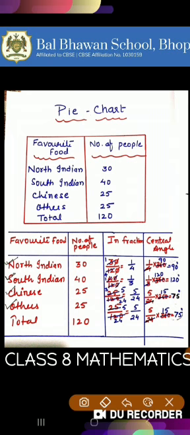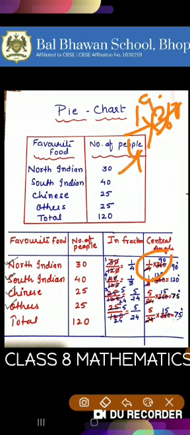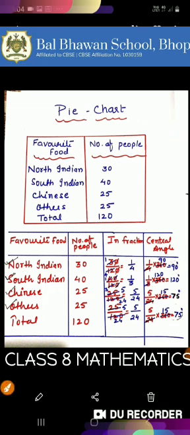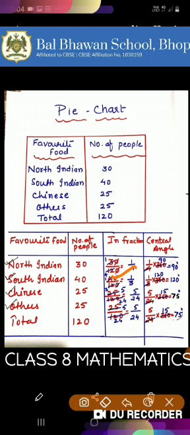The first fraction is 1 by 4 into 360. So I am solving it here and showing you: 1 by 4 into 360 degrees. How can you cancel, children? 4 nines are 36 and 4 zeros are 0. That means the value of the central angle for North Indian food is 90 degrees. Just like this, for the second fraction 1 by 3, it will be 1 by 3 into 360 degrees.